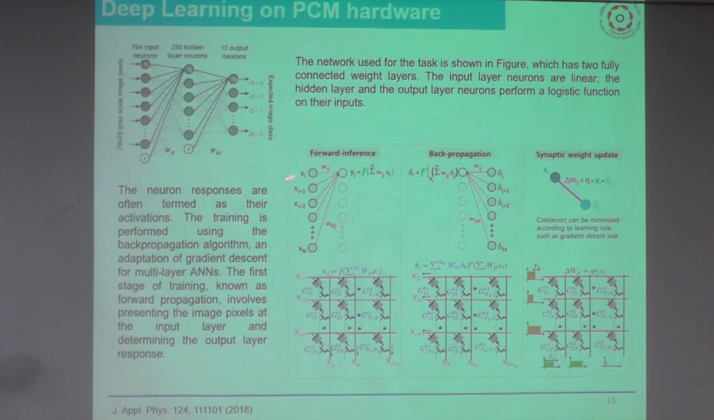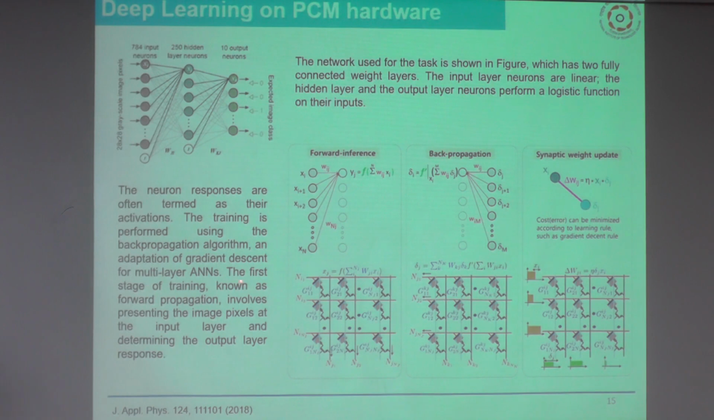So what happens here? There is forward inference, then back propagation and synaptic weight update. This is the fundamental of the deep learning aspect, where the neuron responses are often termed their activation, and the training is performed using the back propagation algorithm. The training means how fast you can do that. This uses back propagation and an adaptation of gradient descent for multi-layer ANNs.